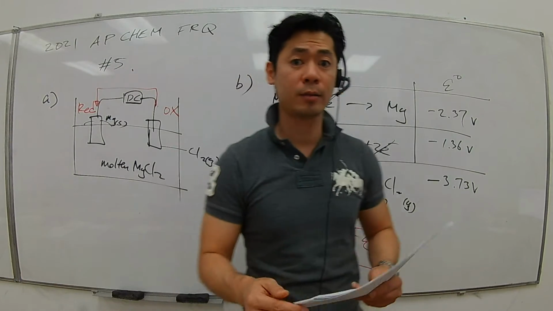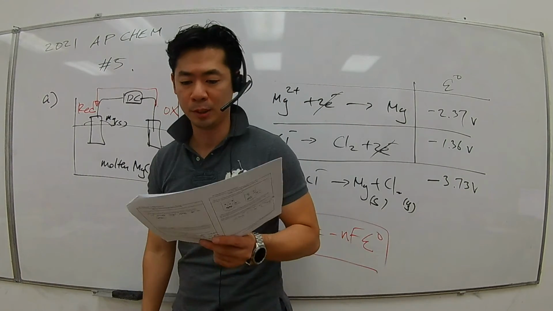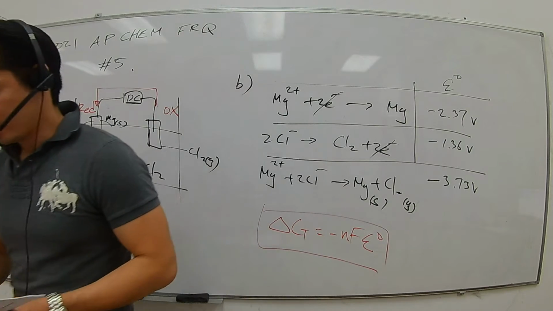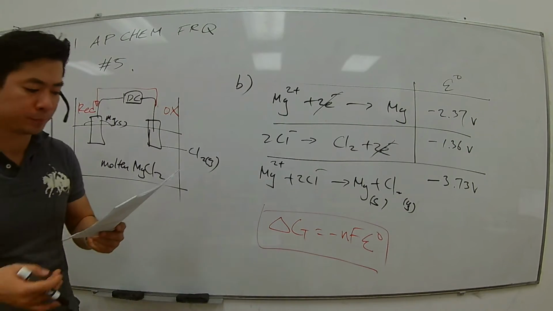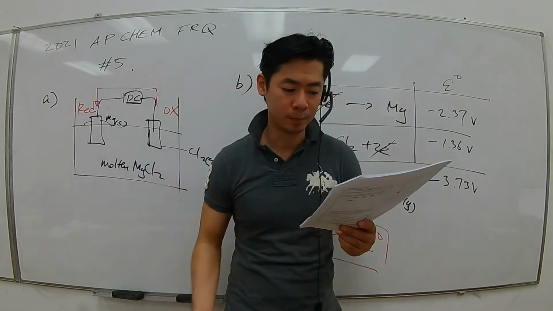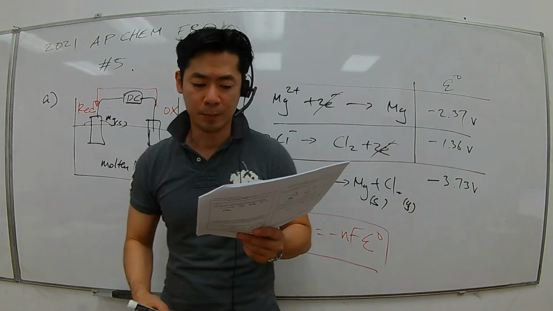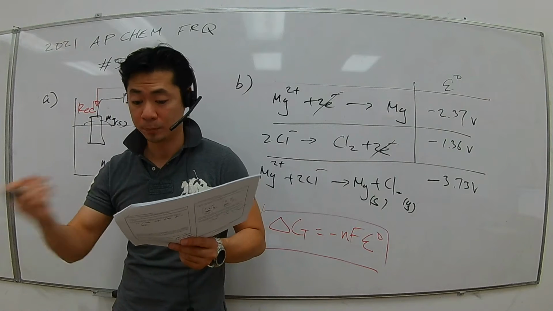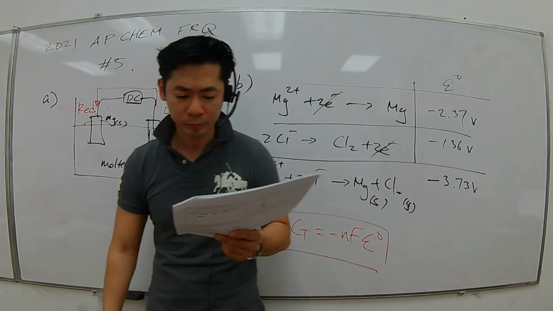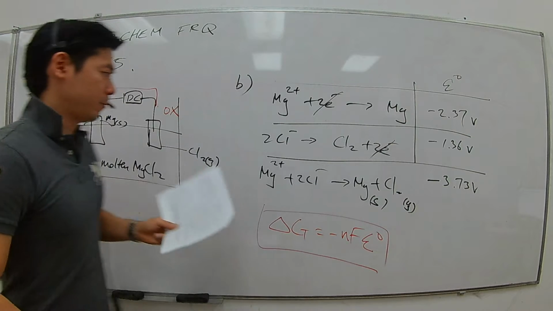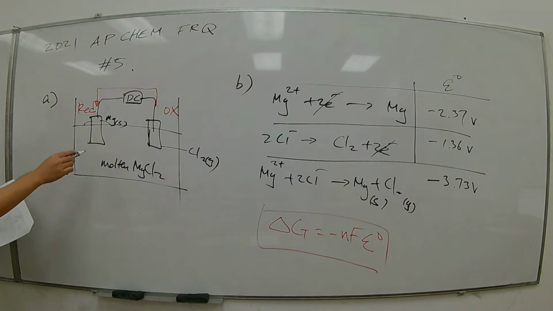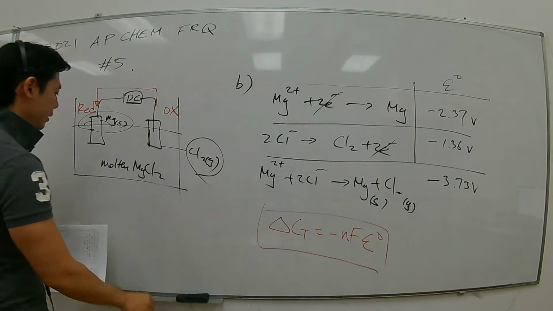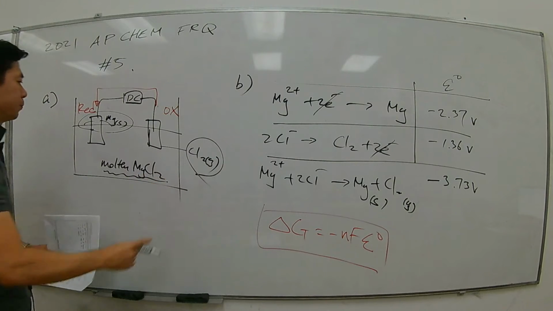Hey guys, let's take a look at number 5 of the 2021 AP Chemistry free response questions. So you guys see the question. Molten magnesium chloride can be decomposed into its elements when sufficient voltage is applied to the electrodes. As you can see from the diagram, some magnesium metal accumulates here, and some Cl2 gas is produced in the molten MgCl2 solution.